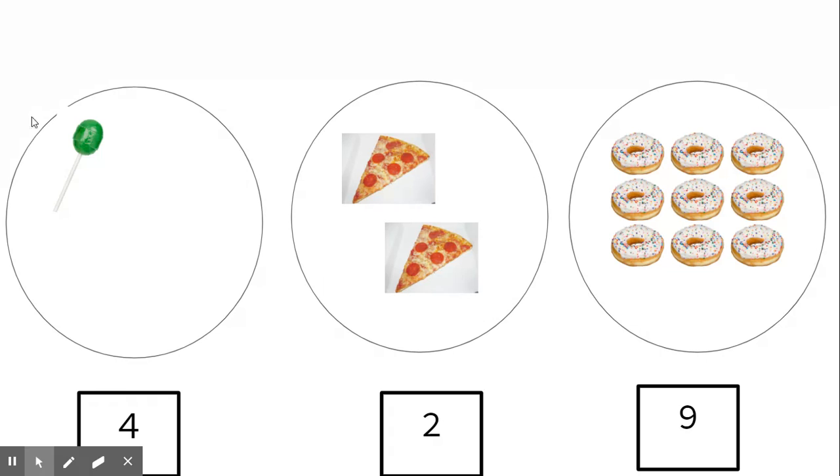Yes. Now the lollipops is the least because the pizza, there are two. Okay. And the lollipop is only one. So there's more pizza than it is lollipops. So when I took the three lollipops away, the lollipops became the least. Okay. So remember, least means the smallest amount.